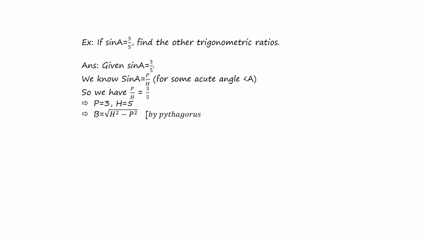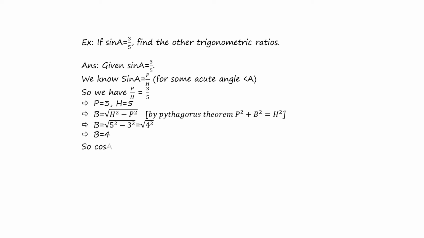So using Pythagoras theorem, base equals square root of H square minus P square. Putting the values, we get B equals square root of 5 square minus 3 square, which is equal to 4. So we got B, P and H. So using these three, base, perpendicular and hypotenuse, we can find out the other trigonometric ratios.